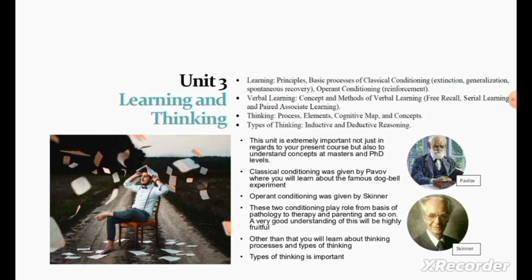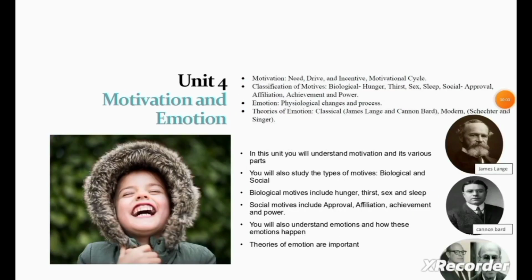Other than that, you will learn about thinking processes and types of thinking. Types of thinking is important. Unit 4, motivation and emotion. Motivation, need, drive and incentive, motivational cycle, classification of motives, biological and social, emotion, physiological changes and processes, theories of emotion, classical and modern.